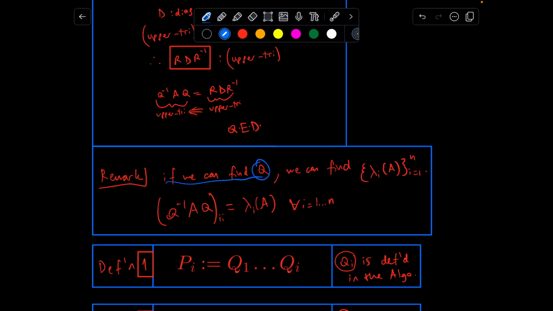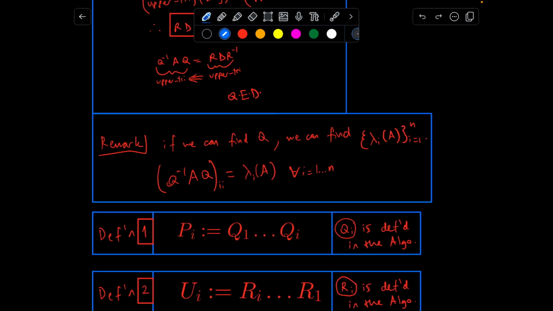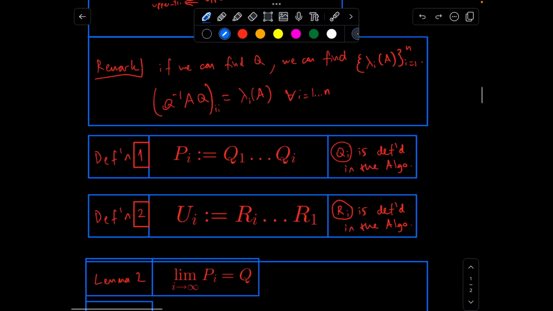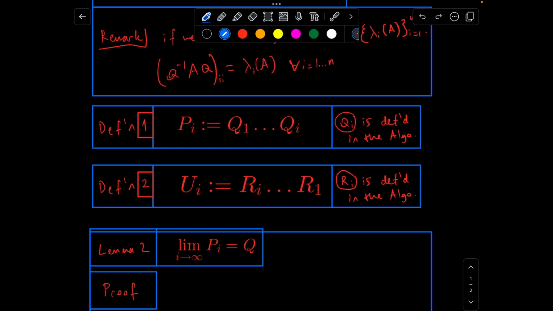If we can find such Q, and we can find the set of eigenvalues for a given A, such that we have this Q and A is the given matrix. Since we know that this is upper triangular, some type of triangular matrix, to compute the eigenvalues we just look at the entries on the diagonal line, right? So this is what we would do in that case. And all right, so let's continue and let's check this definition.